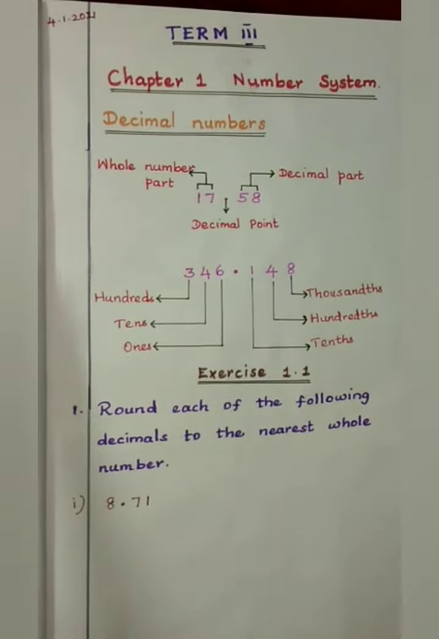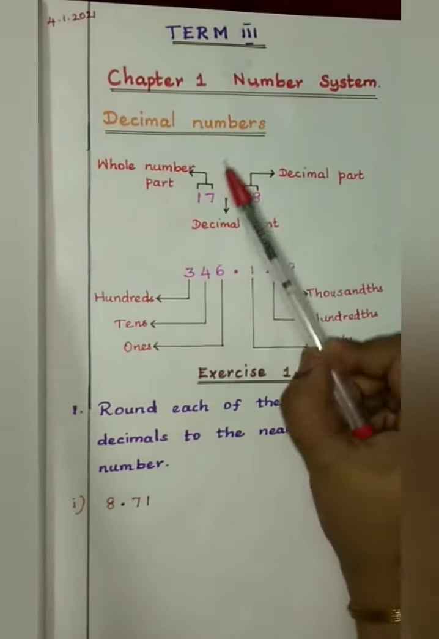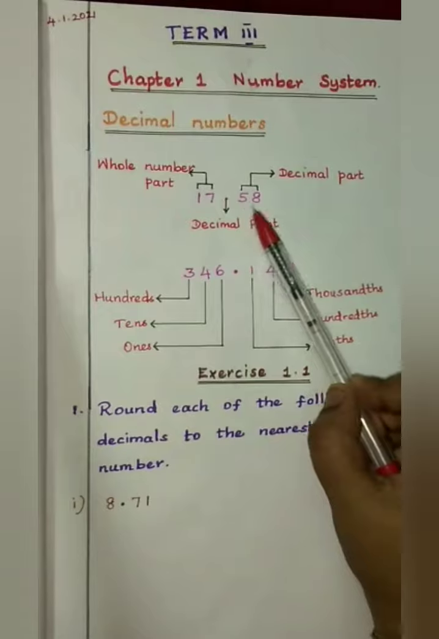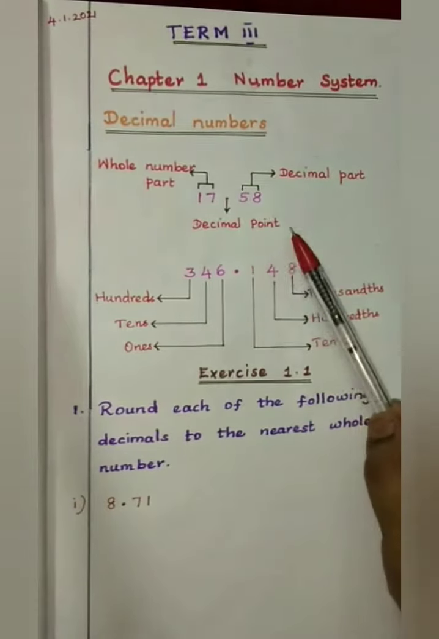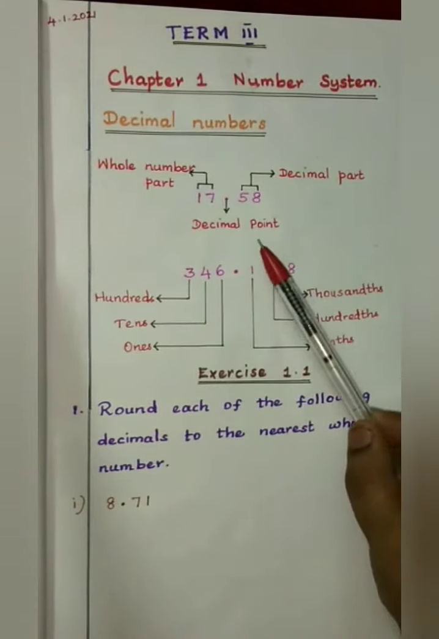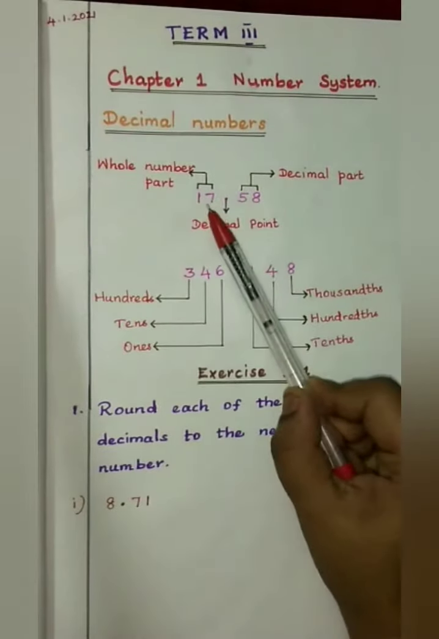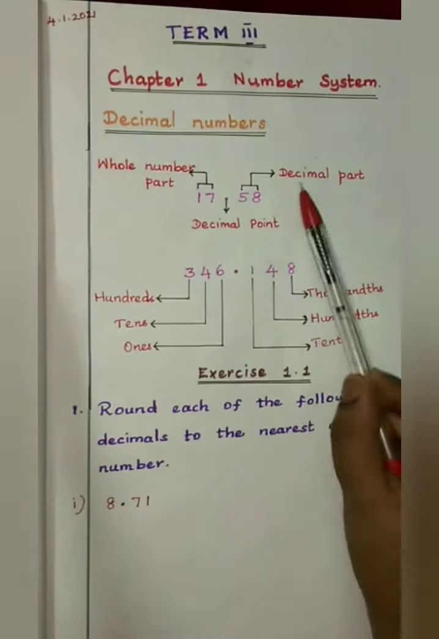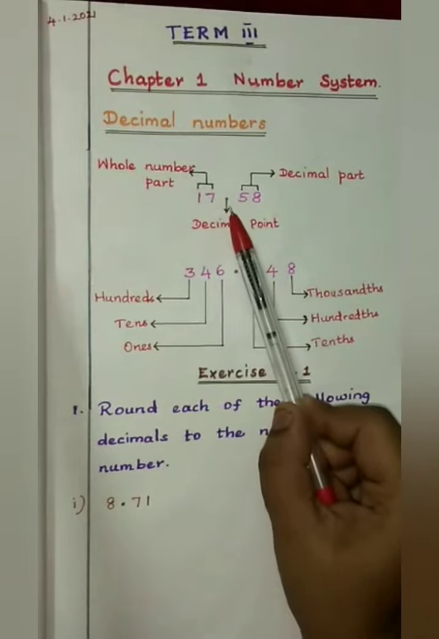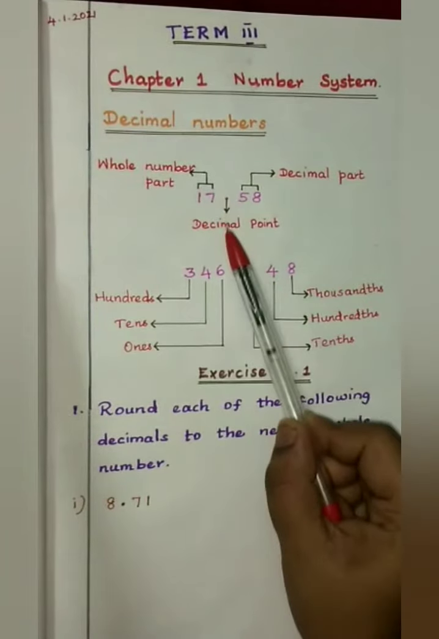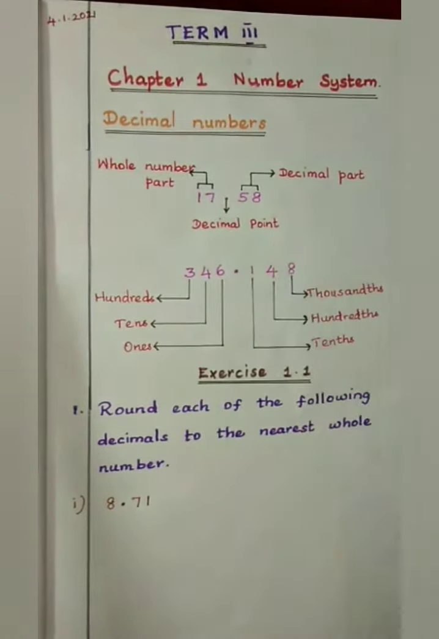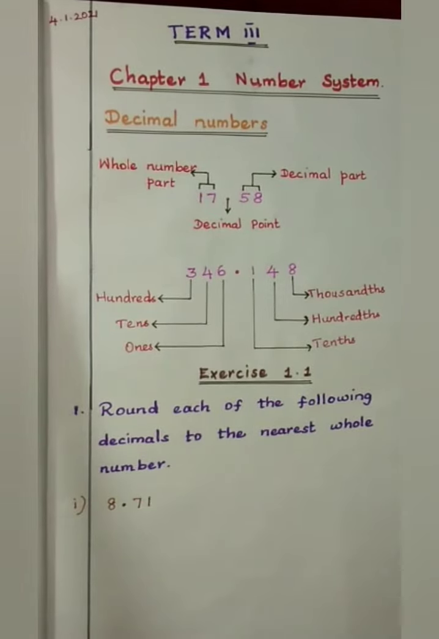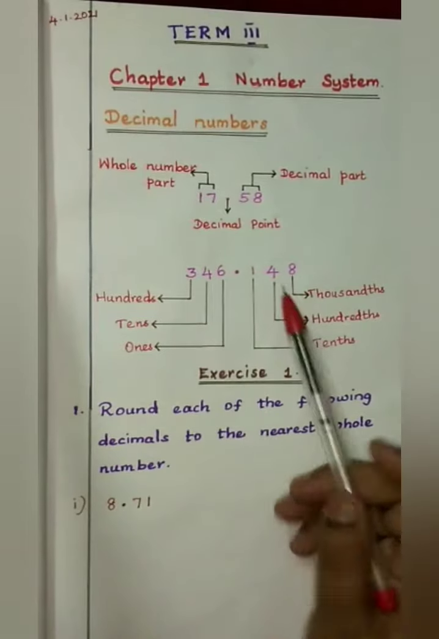Let me give a brief introduction about decimal numbers with the help of an example. Let us consider a decimal number 17.58. In this decimal number, if you observe, it consists of two parts. One is the whole number part, the other is the decimal part. These two parts are separated by a point, which is known as the decimal point. Let us see the place value of each digit in a decimal number.